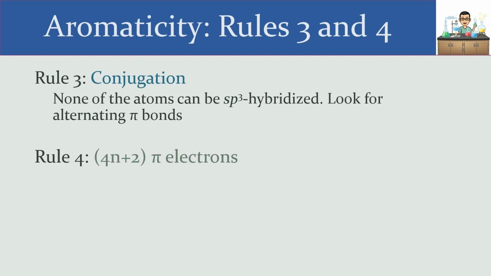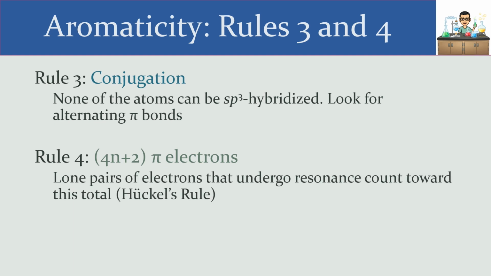And then the last rule, number 4. A lot of times the way it's expressed is algebraically, 4n plus 2, which tends to throw some students off. If you just remember it as 2, 6, 10, 14, then you're in pretty good shape. So we're looking for a certain number of pi electrons, and that is known as Huckel's rule, for a German chemist, Erich Huckel, who sadly died in 1980.